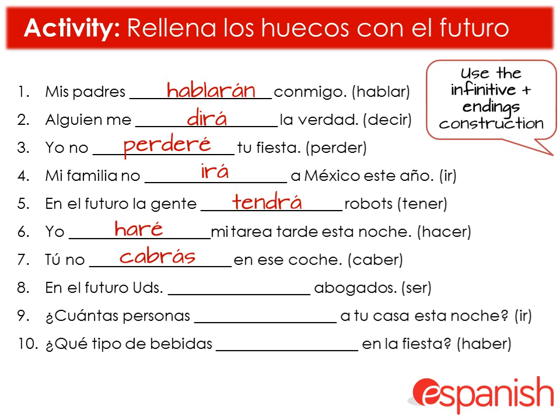Now remember, accents are important here. Without the accent, this would mean goats, which obviously isn't quite right. Number 8, en el futuro ustedes serán abogados. Number 9, ¿cuántas personas irán a tu casa esta noche? And number 10, ¿qué tipo de bebidas habrá en la fiesta? The verb haber.